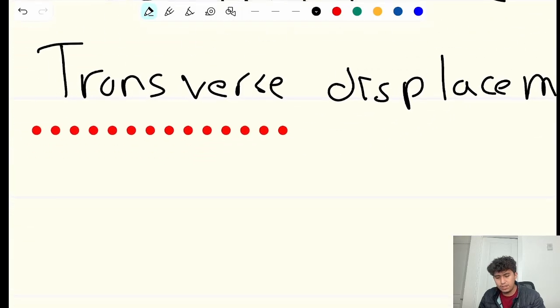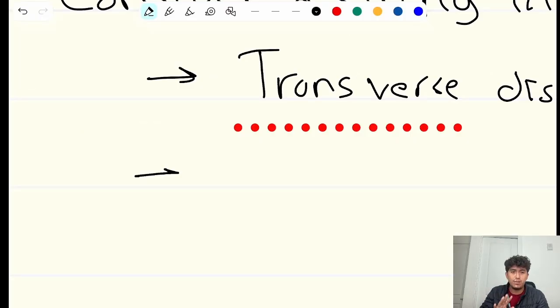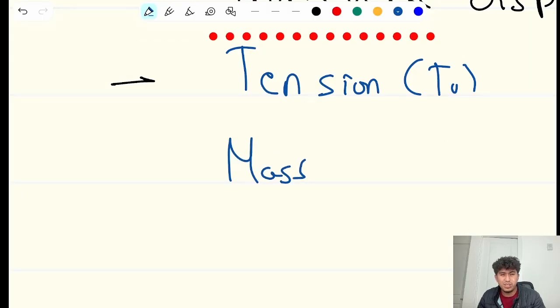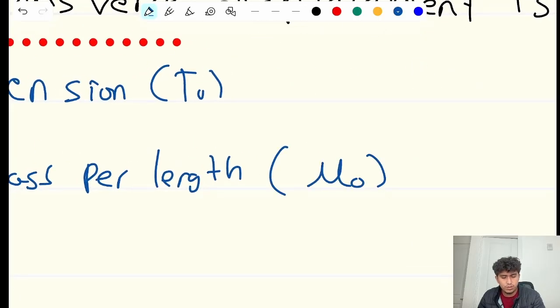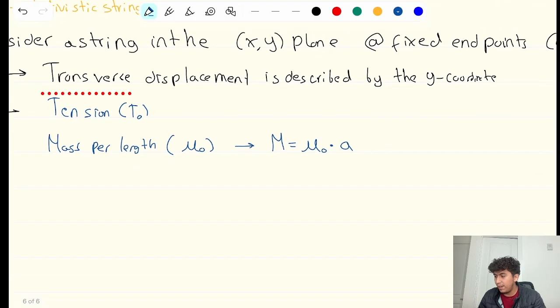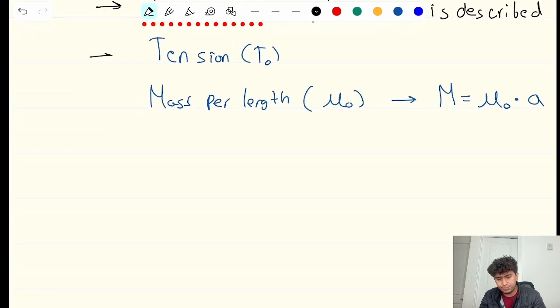I know my handwriting is not the best, but we'll survive, I hope. There are two pieces of information about the string that we care about. One is the tension, how much tension you apply to the string, and the other is the mass per length. We're going to call them T naught and mu naught. The total mass of the string is just mu naught times the length, and the length of the string is going to be a.